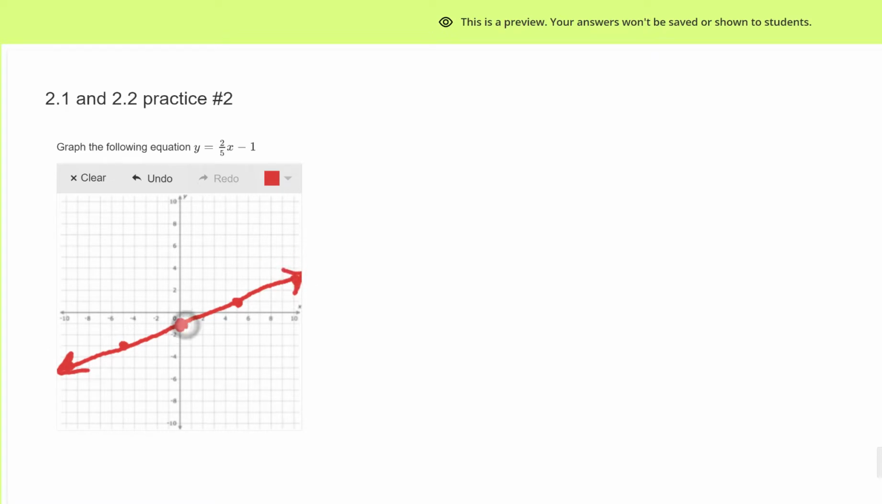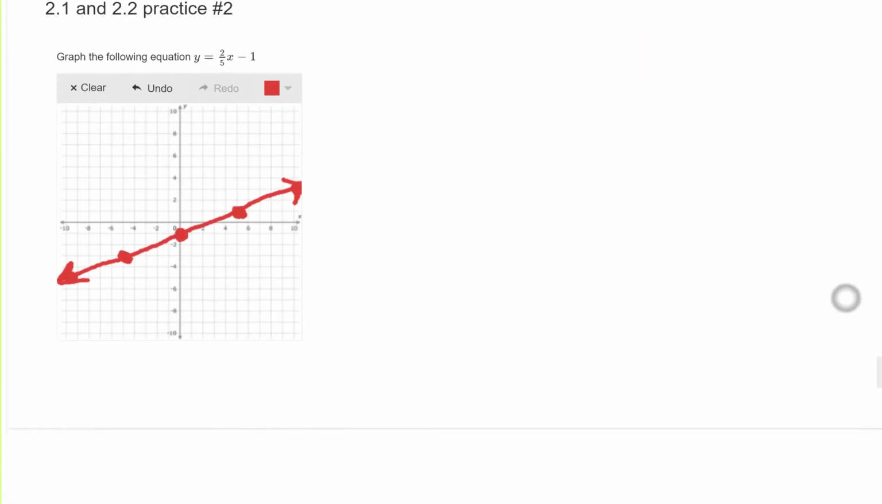I need to see the ordered pairs plotted, and I need to see it as straight as possible with arrows on both ends.